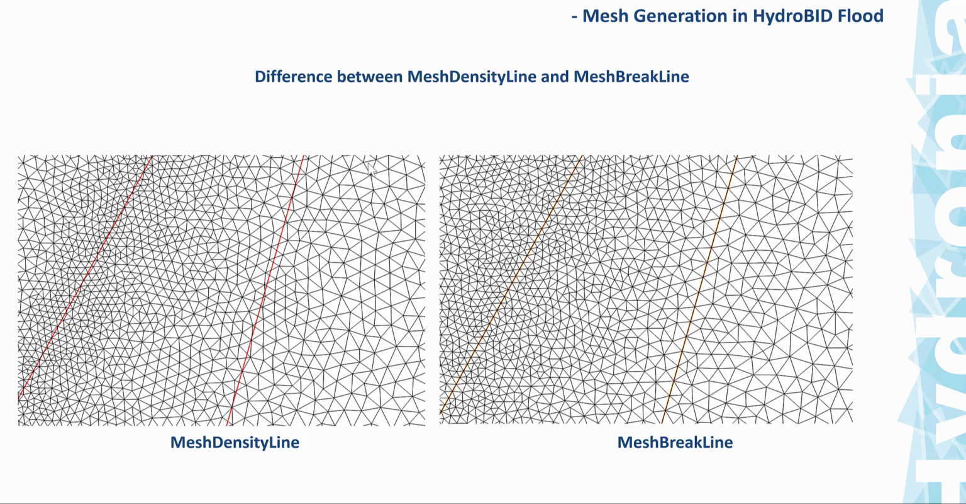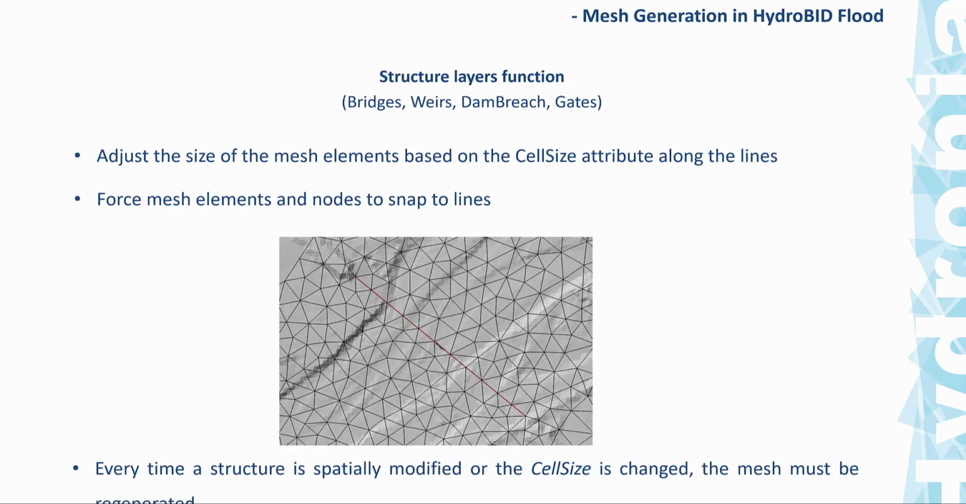While these are used when you don't need so much detail in the mesh to conform into these lines. So we can make use of both simultaneously, and we will see when and why. So in addition to the three modifier layers, we have the hydraulic structures: bridges, weirs, dam bridges, and gates. All of these components are formed by break lines.